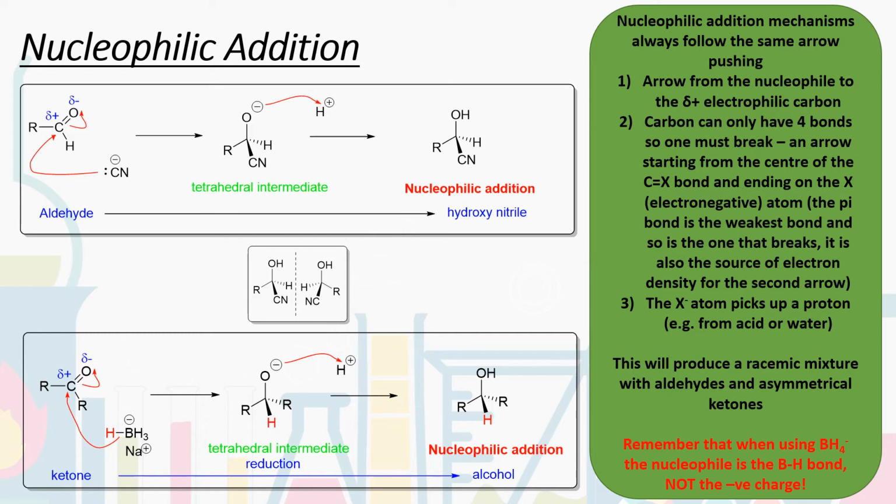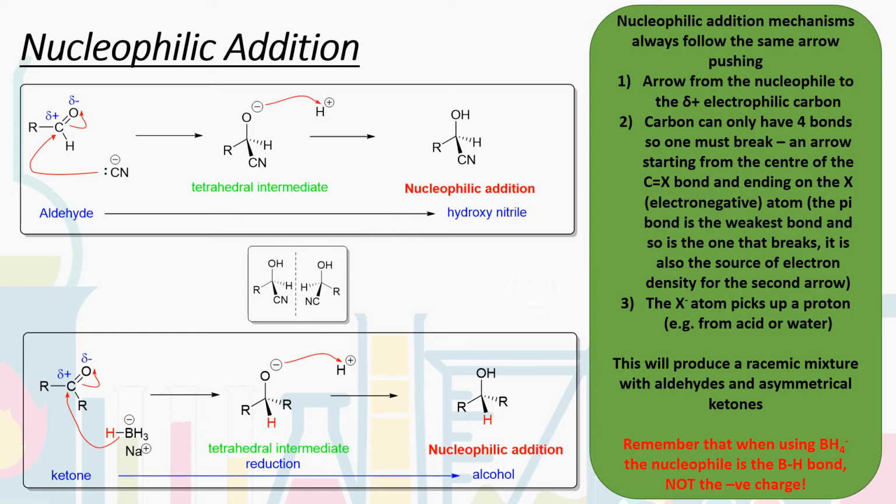And nucleophilic addition mechanisms always follow the same arrow pushing. And so this first example here at the top is an example of a cyanide anion being added to an aldehyde. So the first arrow always goes from our nucleophile, which in this case is our cyanide anion, the negative charge, the lone pair that's on the carbon, to a region of electron deficiency.